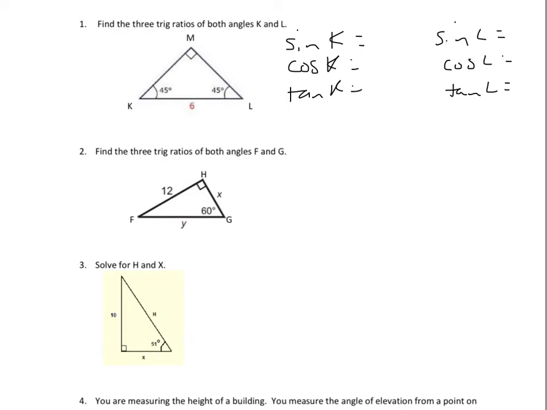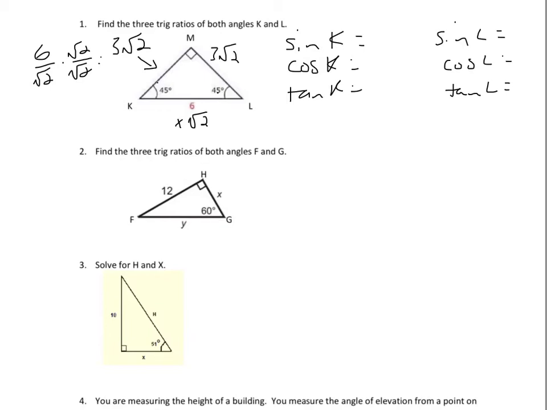Now, this one is a 45, 45, 90 triangle, so first we need to figure out these side lengths. Remember, the hypotenuse is 6, and the hypotenuse of a 45, 45, 90 triangle is x root 2. So in order to get each leg, we have to divide 6 by square root of 2. 6 over square root of 2 has to be rationalized, so it is 6 root 2 over 2, which reduces to 3 root 2. So 3 root 2 goes here, and 3 root 2 goes here.